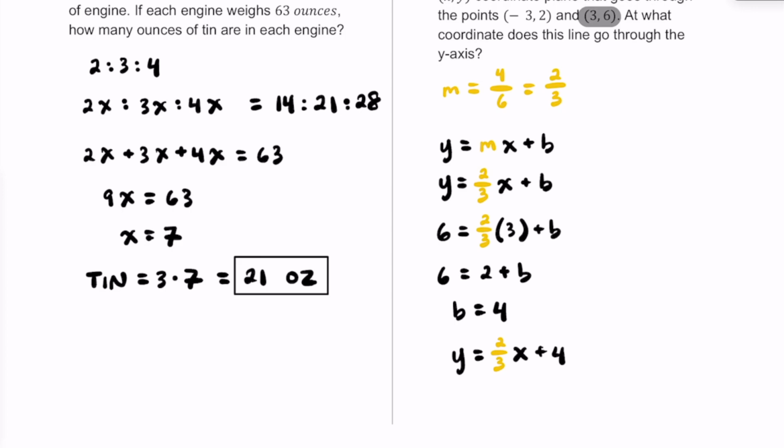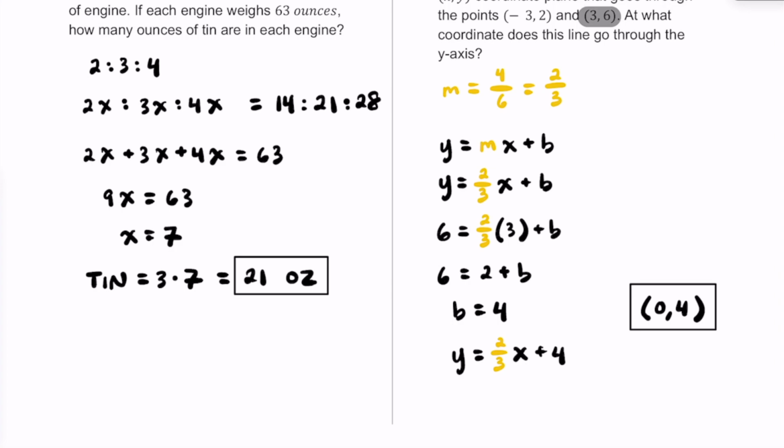Now, if it's going through the y-axis, then any point that's on the y-axis, x would have to be 0. So if you plug in 0 here, 2/3 times 0 would just be 0, and 0 plus 4 would be 4. So again, this b value is always going to tell us where the graph of a straight line crosses the y-axis. And so writing that as a coordinate, it's going to be 0, 4.